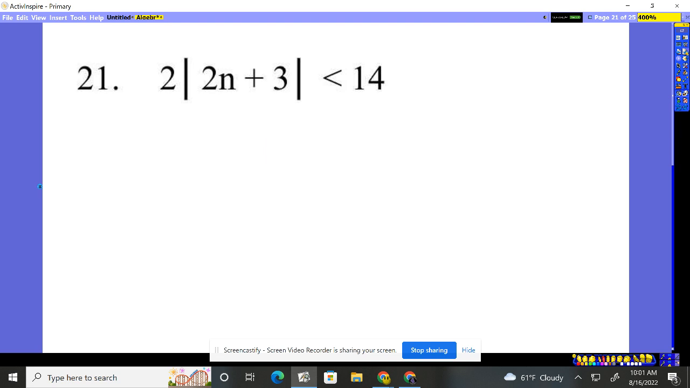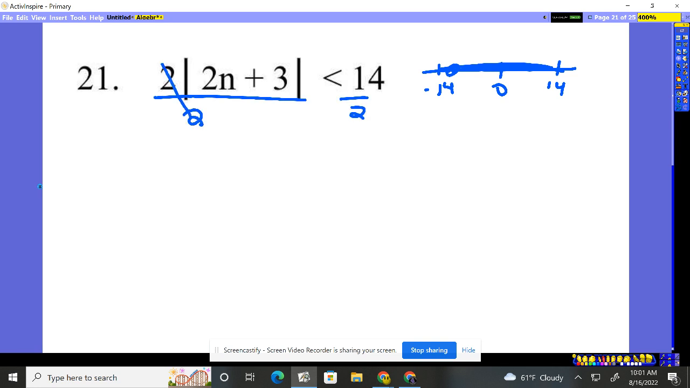Same exact thing. Okay, we're going to solve this. Now this says, again, it's less than. So again, we're within. Here's your 0. We could be here at negative 14, 14. We're going to be in some range here, less than 14 feet away from our target of 0. So let's just solve this. Divide by 2, divide by 2. So we've simplified it now to the absolute value of 2n plus 3 has to stay less than 7.